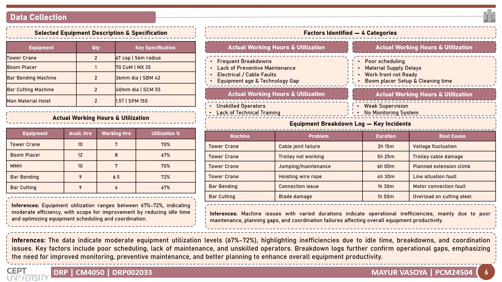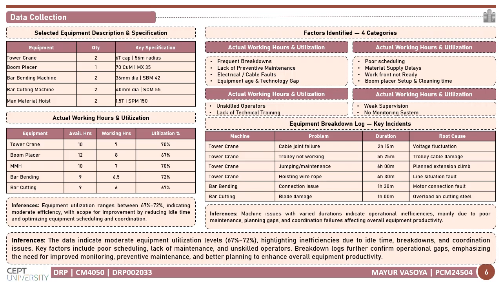This slide represents the site-based data collected for the selected equipment. The equipment studied includes tower crane, boom placer, main material hoist, bar bending machine, and bar cutting machine. Each of these machines has a specific role in high-rise construction. The tower crane is used for lifting and shifting materials vertically and horizontally. The boom placer is used for concrete placing, especially during slab casting and core wall work. And the MMH is used for the vertical movement of workers and small material. Bar bending and bar cutting machines are used for reinforcement preparation.